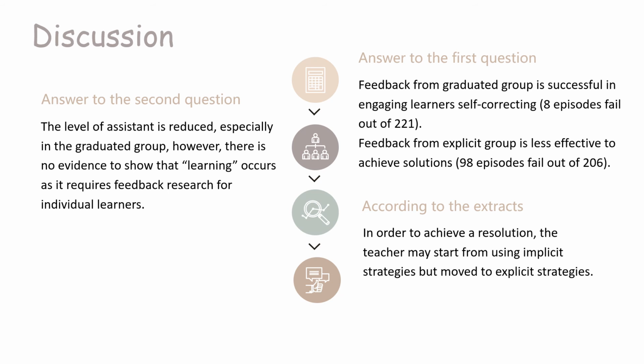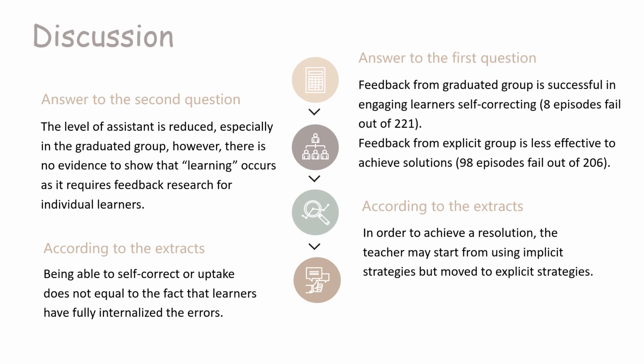According to the 4 extracts provided by the study, 2 things could be noticed. One is that the teacher may use implicit feedback first and then move to explicit feedback for the purpose of achieving solutions. Another one is that being able to self-correct or uptake doesn't mean that learners have fully acknowledged and internalized the errors. So that's all of my part, and let's welcome you all back to make the conclusion.